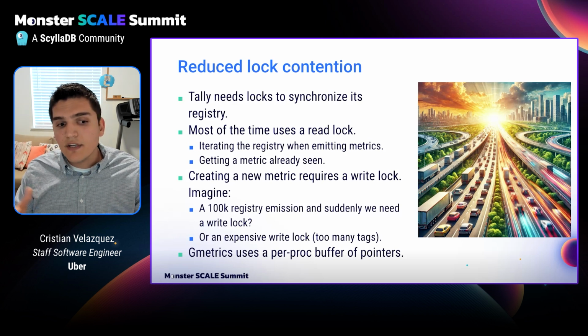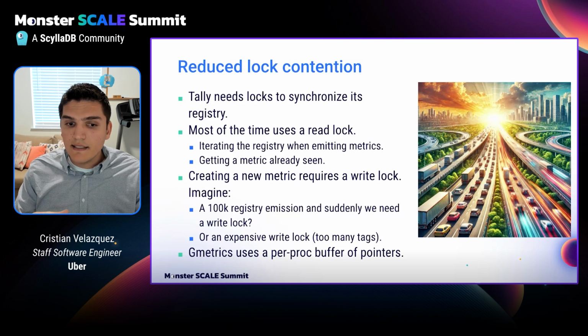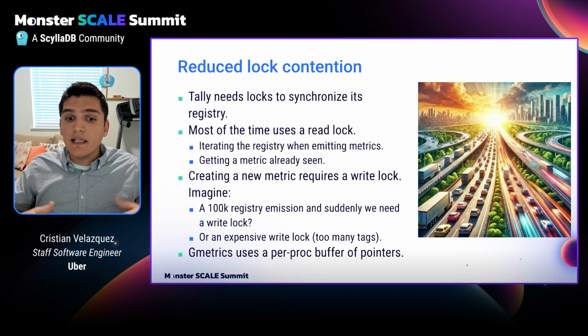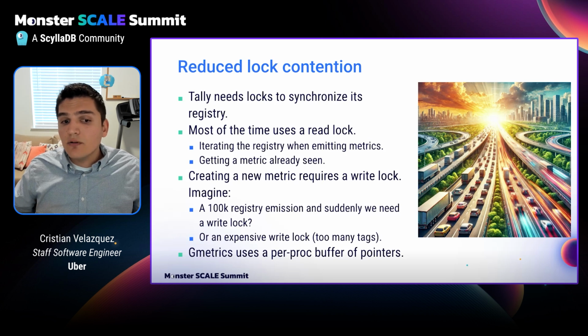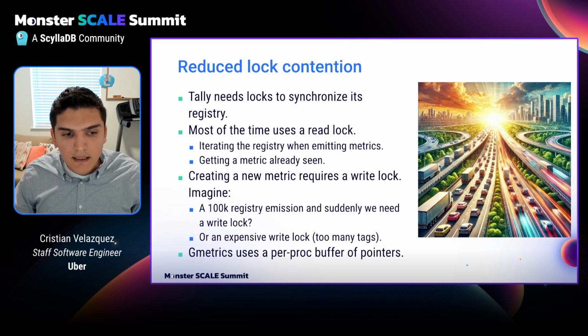Or we have the other case where you have an expensive write lock. Imagine that you need to create this new metric, but remember that we need to create this canonical form where we order all those tags, and also we need to do some copying. So if you have way too many tags and they are very long, they are going to require more memory. So you keep adding more and more to the latency.